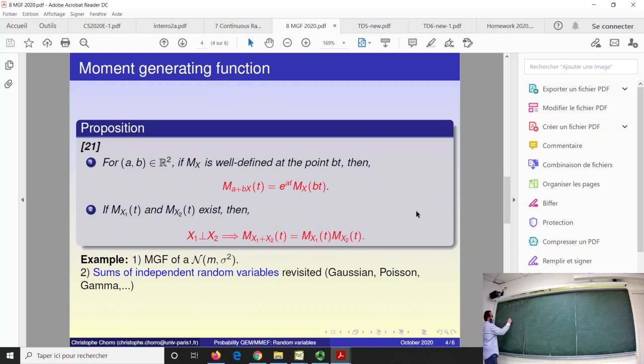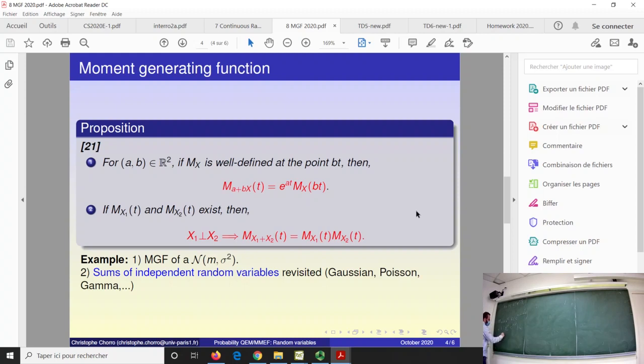If I come back to the definition, what is this? It's the expectation of exponential of t times (a plus bX). At the end, I obtain the expectation of exponential ta times exponential tbX. This first factor is a constant that I can remove from the expectation because it's not a random variable, it's a constant.